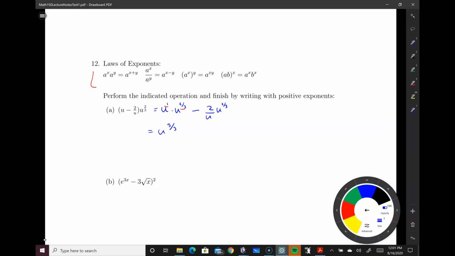And I'm going to subtract these exponents, and so I'm going to encourage you to always make positive exponents. So this will be 2 over u to the 1/3.